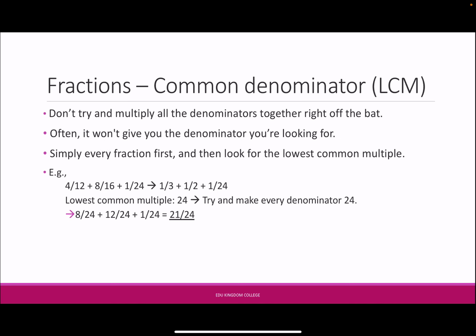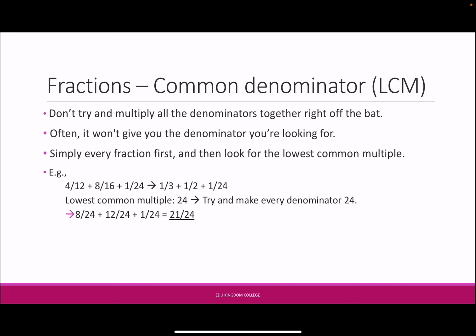Now the next topic we're going to look at is fractions and how we can make common denominators using lowest common multiples. Now, in terms of making a common denominator, a lot of people try and find common denominators through multiplying all the denominators together for some reason. And a lot of the time, this doesn't work. It gives you the wrong answer, it gives you a really big number that you just can't work with. Now, it does work in some cases, which we'll look at a little later, but most of the cases just don't work, and I advise against it.